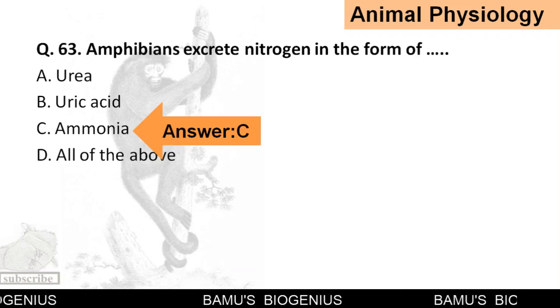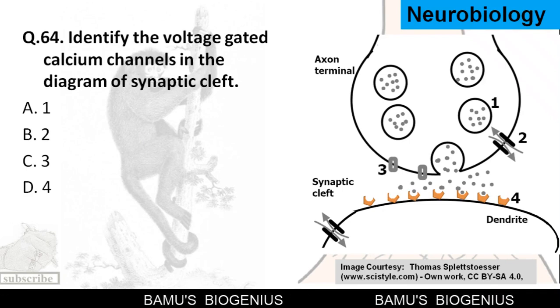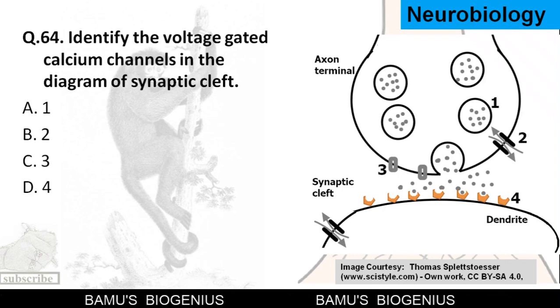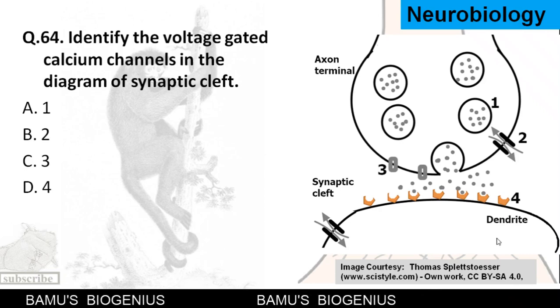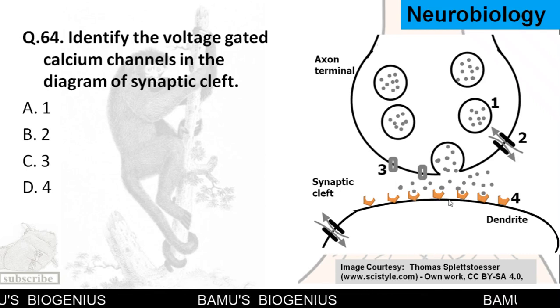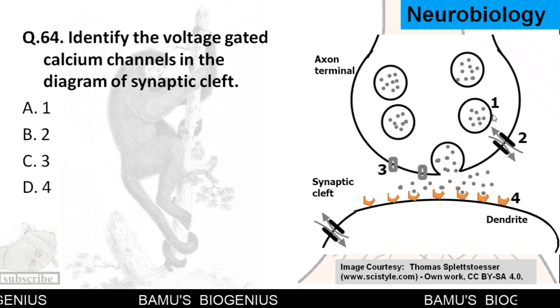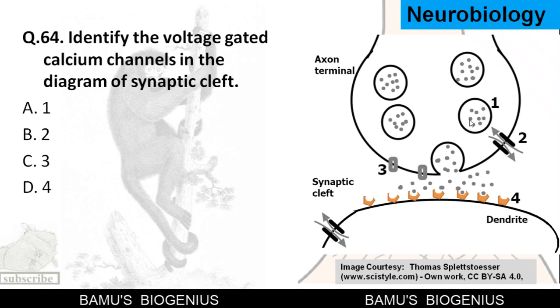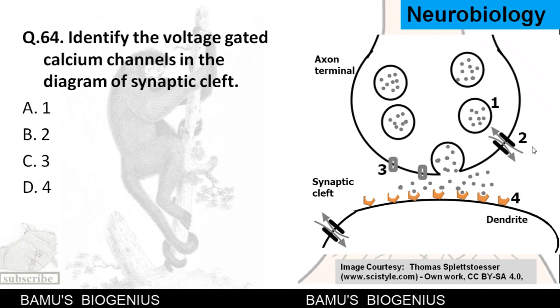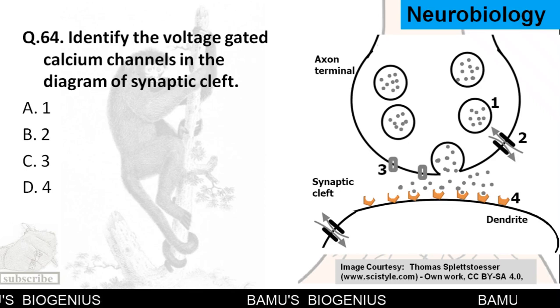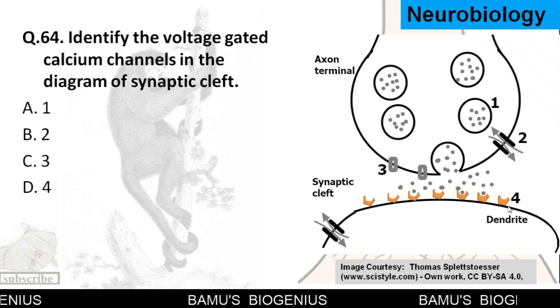Then question number 64, identify the voltage gated calcium channels in the diagram of a synaptic cleft. A. 1, B. 2, C. 3, and D. 4. So this is the axon terminal, this is the synaptic cleft, and this is the dendrite. We know that this is a neurotransmitter vesicle. Then it is secreting the neurotransmitter. Then you can see this three is the calcium channel. Four is a receptor. So the answer is C.